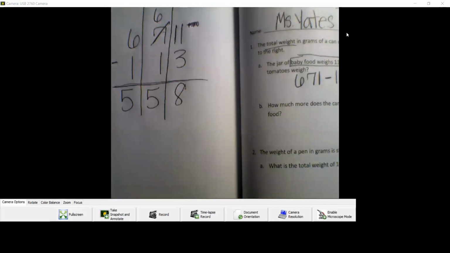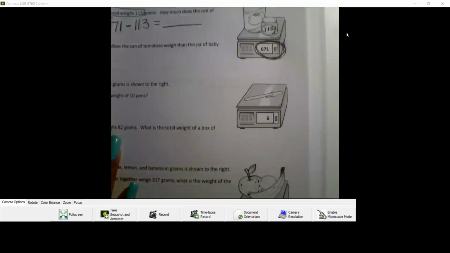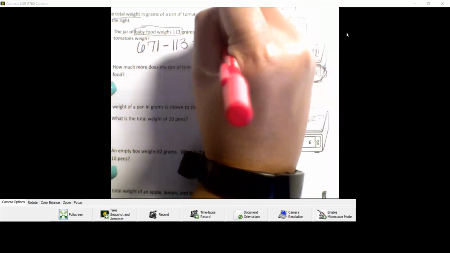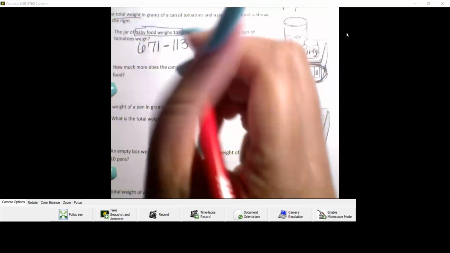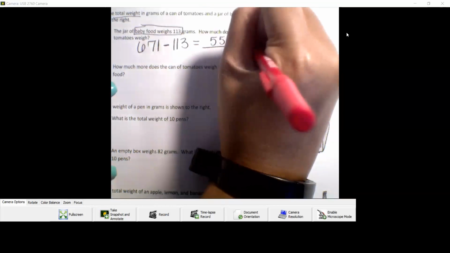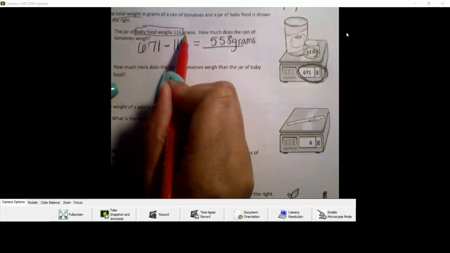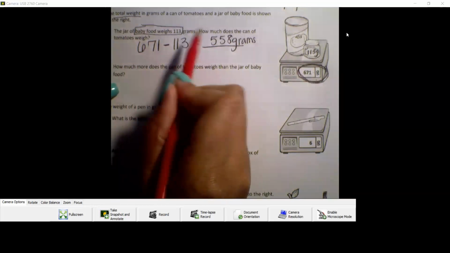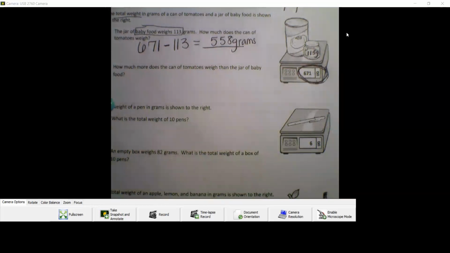So the tomatoes weigh 558 grams. So going back to this side, our answer is 558 grams. Make sure you use G or grams, because that's what we're measuring in, grams. And also G stands for grams.